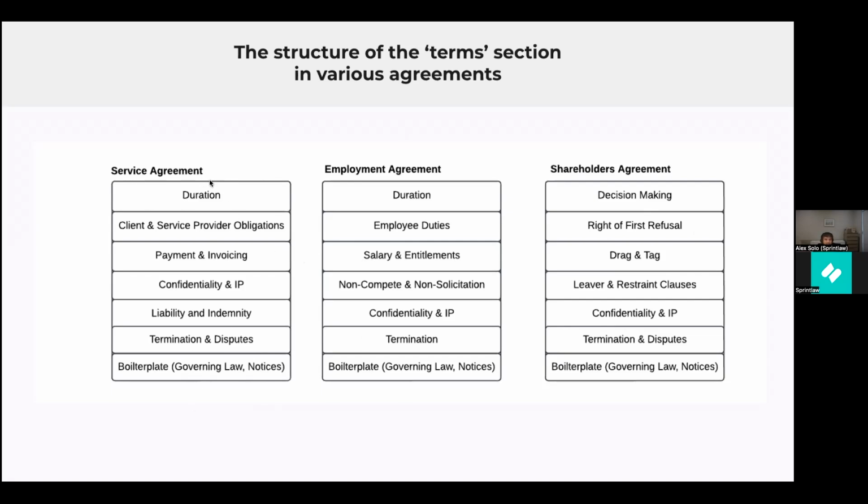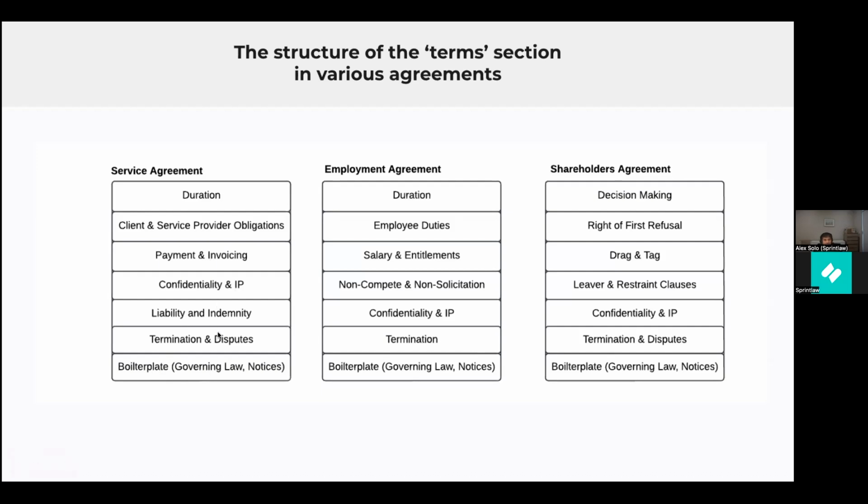I've got a service agreement, which begins with the duration, then sets out what each party's doing. Then it covers payment and invoicing. Towards the end, we've got IP, liability, termination, and then we have what lawyers call boilerplate clauses, or just generic clauses that are formal things that help make the overall agreement enforceable.